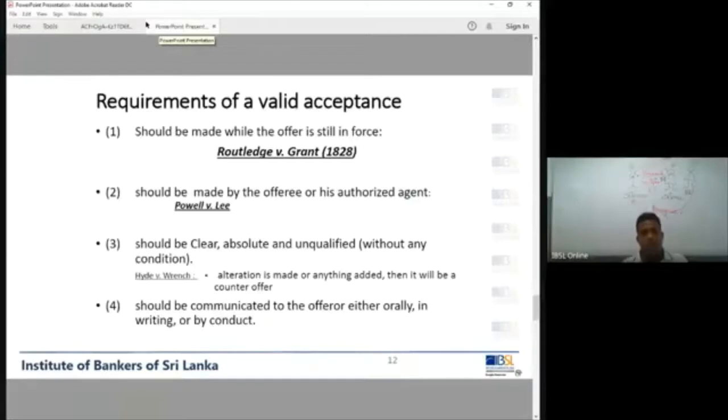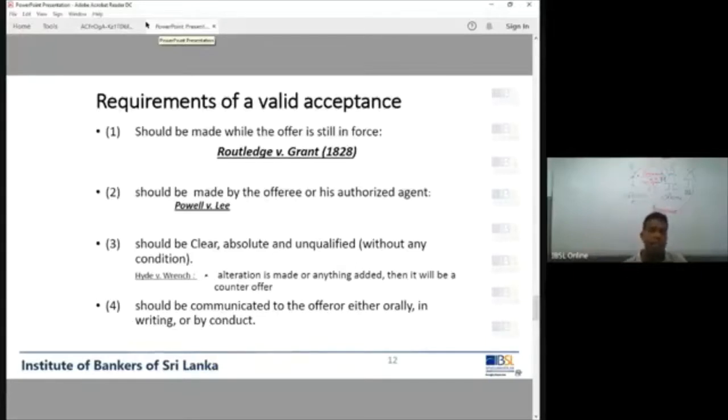So very clearly you have to say that. Number one, it has to be absolute. Absolute means it's a final decision. You can't say I need time to accept, or I need to consider. Likewise, it can't have a condition. It has to be absolute. So, a final, absolute, clear decision. And the next one is unqualified, without any condition. So you can't put a condition in acceptance.